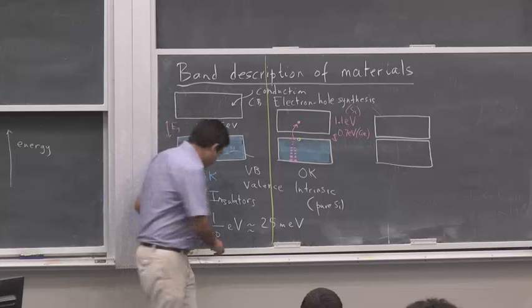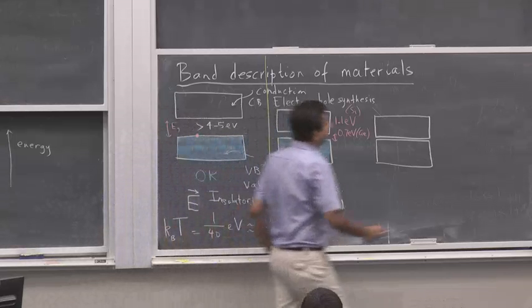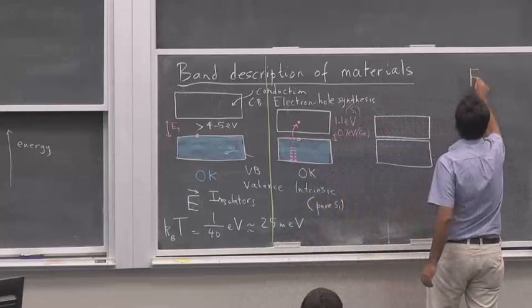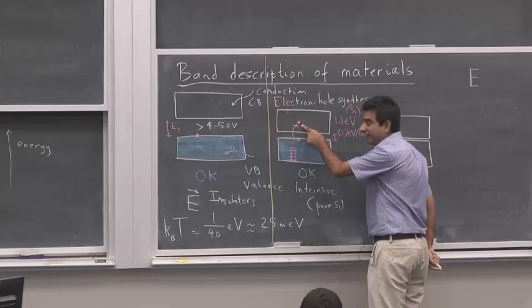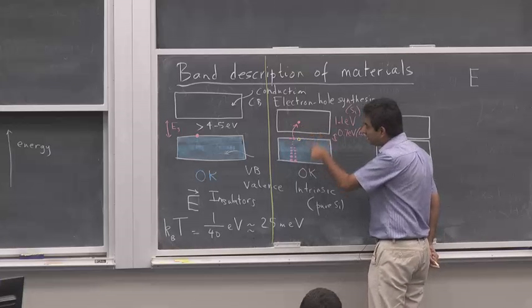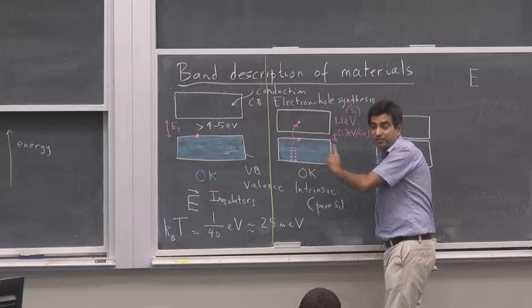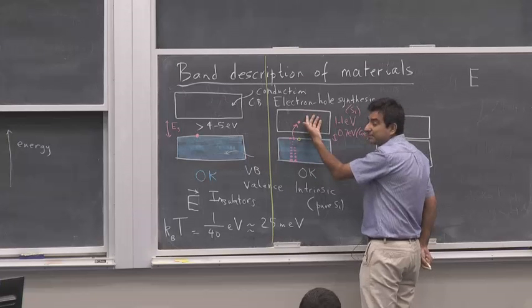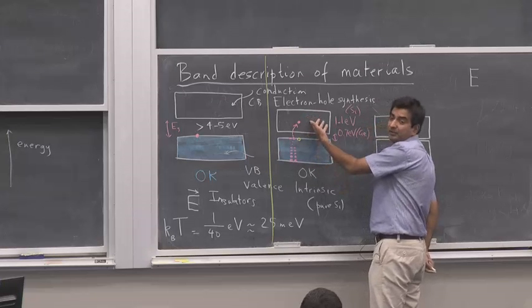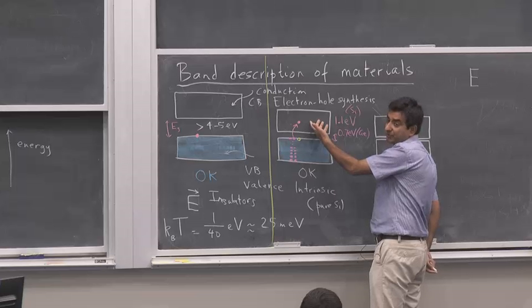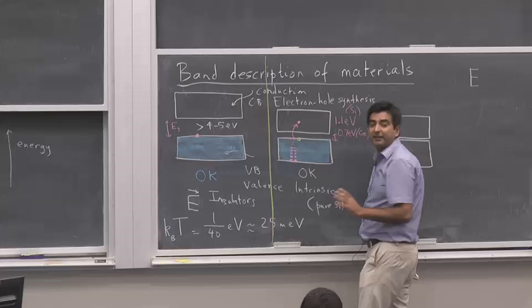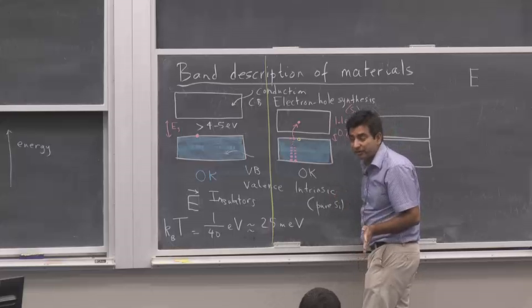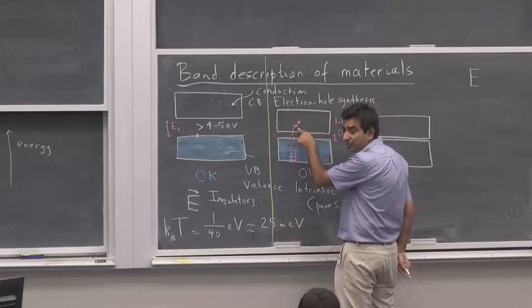So if you were to apply an electric field E, you can have a current due to these free electrons. Electrons inside the valence band are not free. They cannot contribute to conduction. Only once the electron has been freed and promoted to the conduction band can it contribute to conduction. A hole inside the valence band can contribute to conduction, on the contrary. So this electron can contribute to conduction.